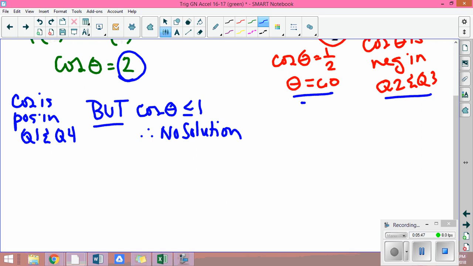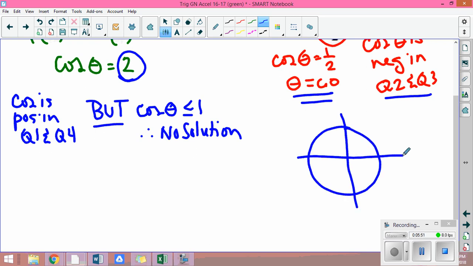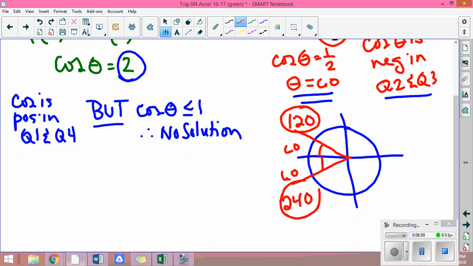If I use my unit circle reference angle here, I know it has to be negative. So I have a reference angle of 60 here, and I have a reference angle of 60 here. 180 minus 60 is 120. 180 plus 60 is 240. So those are the two places where cosine is negative 1/2.